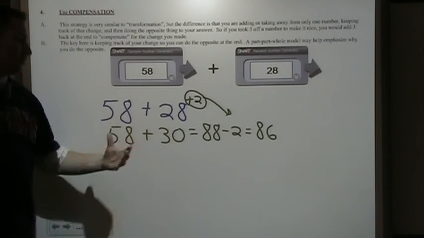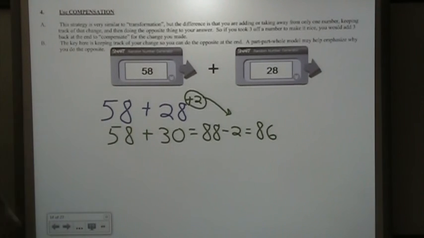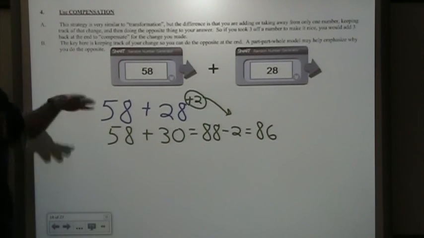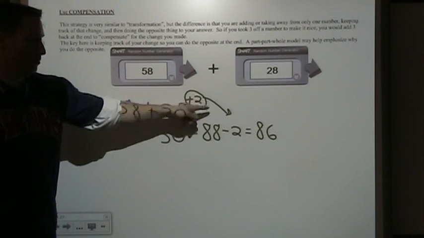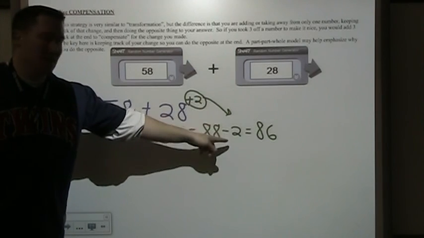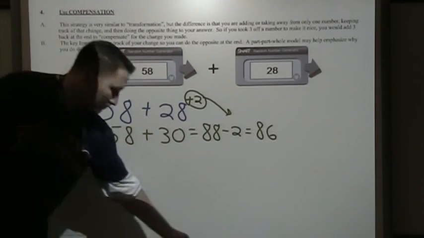You can call them landmark numbers again if you're building off that number line from the beginning. And so compensation, very much like transformation, and maybe a little bit more difficult because you have to keep this in the back of your mind and remember to do the opposite at the end of your problem.